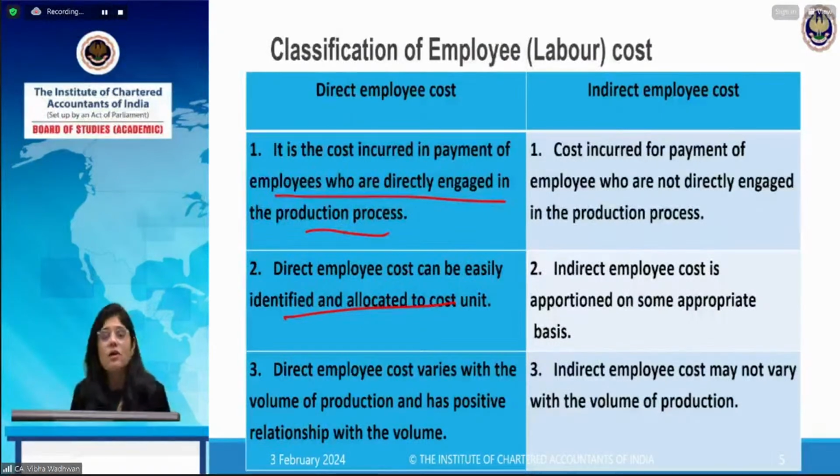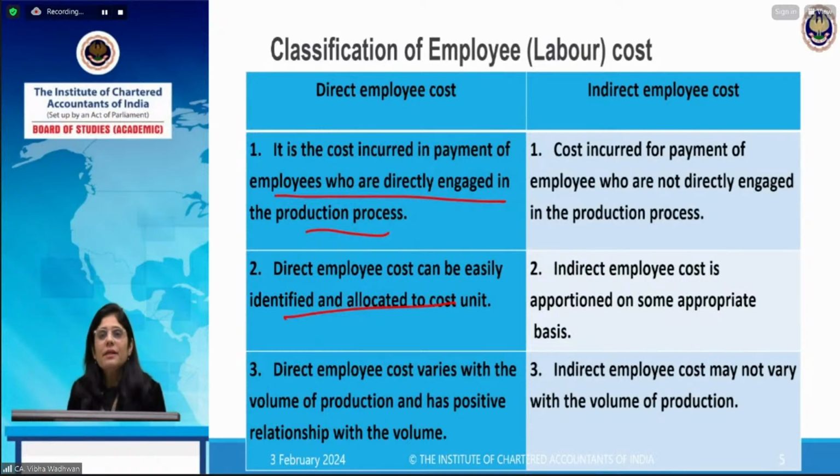So direct cost will change with production. If that laborer is working on a product for 5 hours, and we are paying him 100 rupees per hour, so for 5 hours on product A we were paying him 500. Now he's working on 2 products, 5 hours each. Now his wages are 1,000. See, so if we increase the number of production, labor cost also increases in direct proportion.